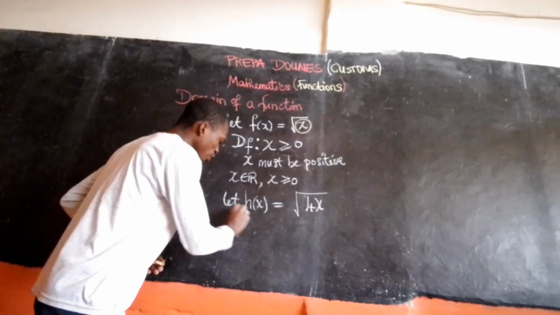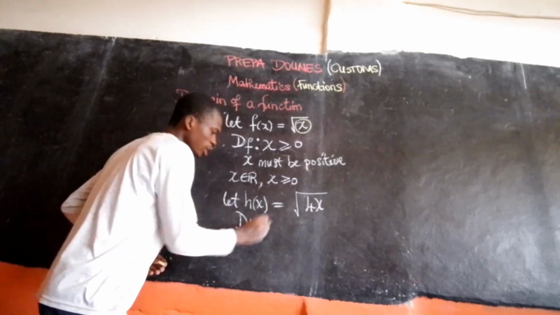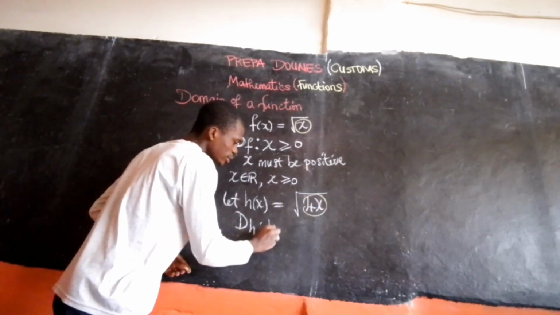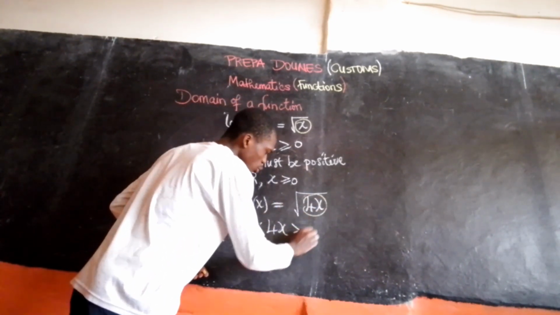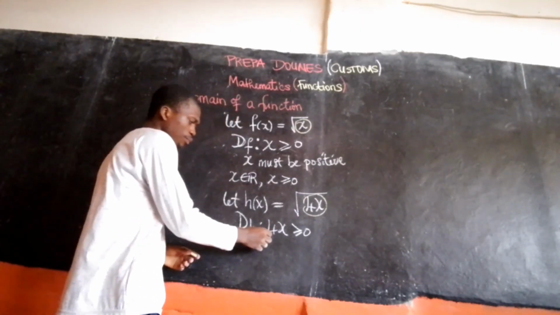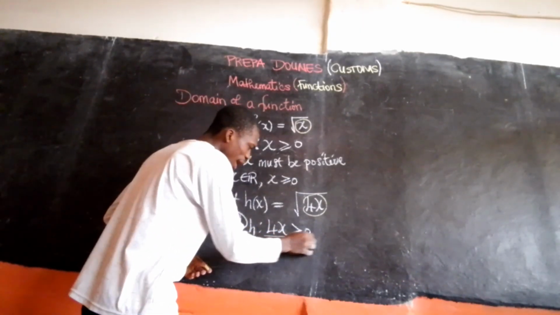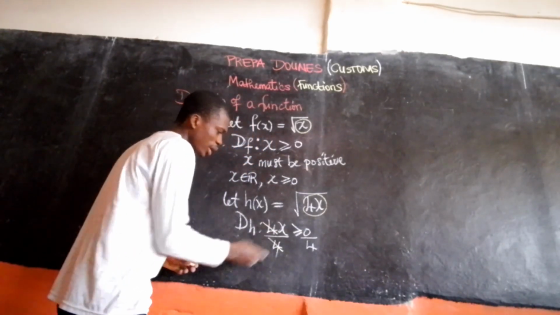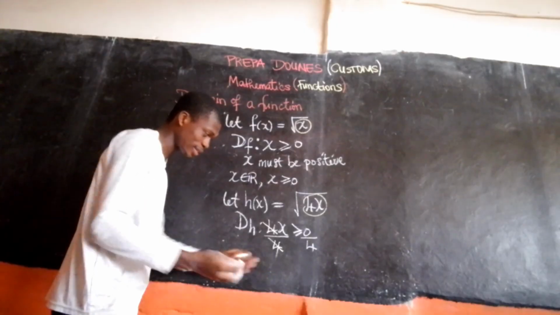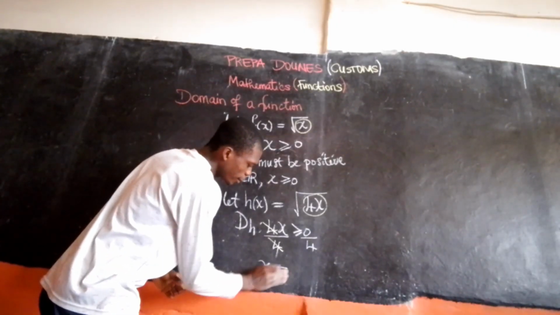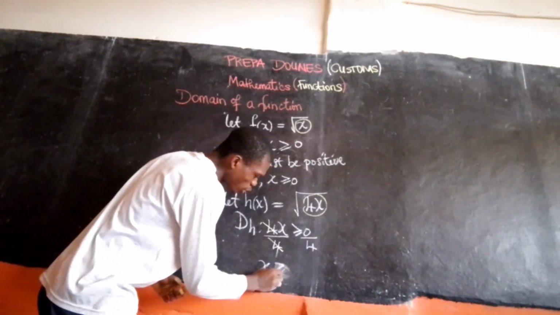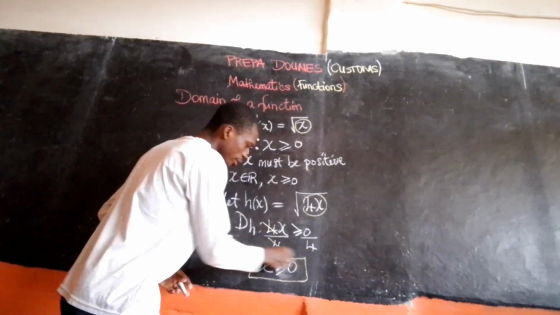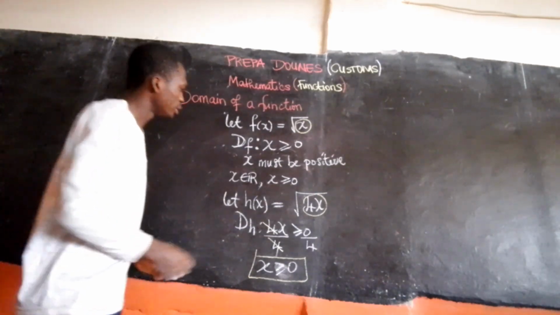Now, the domain of this function should be such that this 4x should be greater than or equal to 0. Then you divide both sides by 4. Reason being that this 4 will cancel with this 4, so that you should have x. I hope you can do this at least. So x must be greater than or equal to 0. This is the domain.